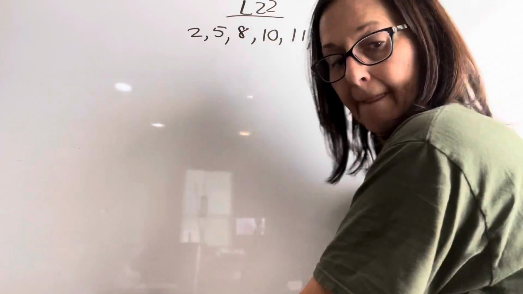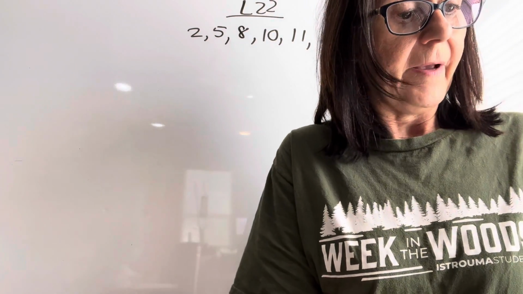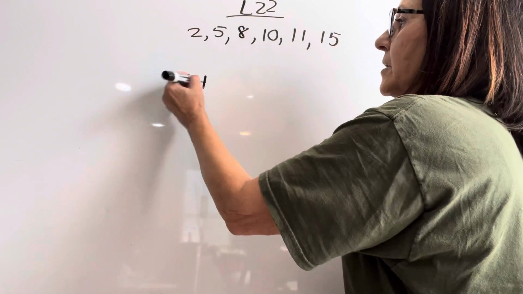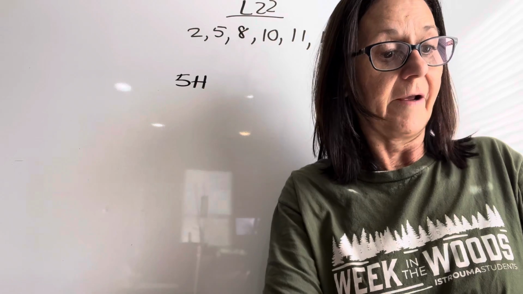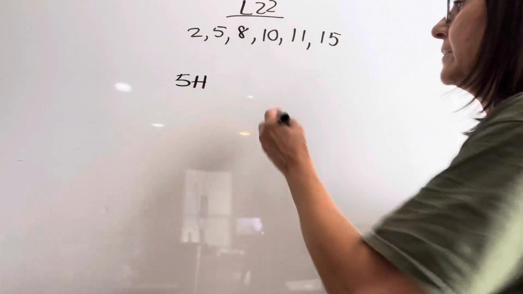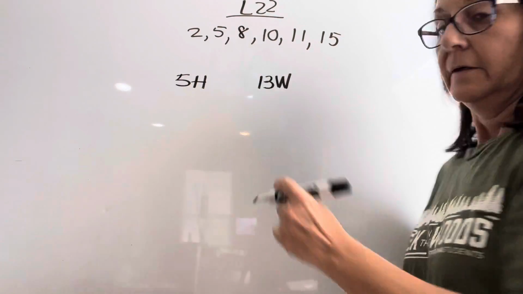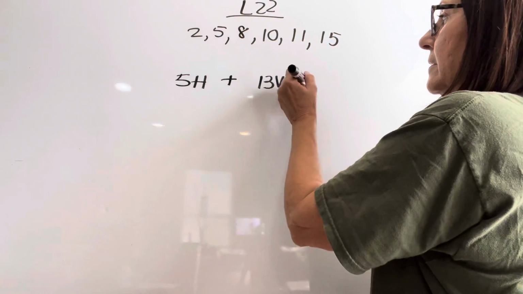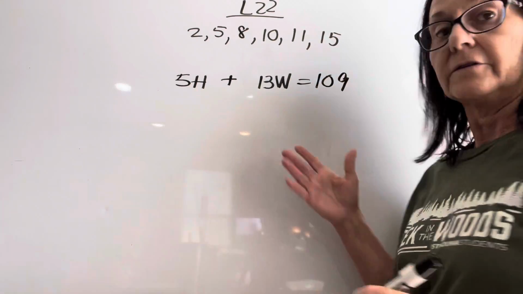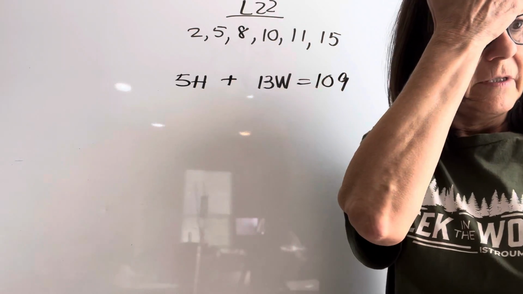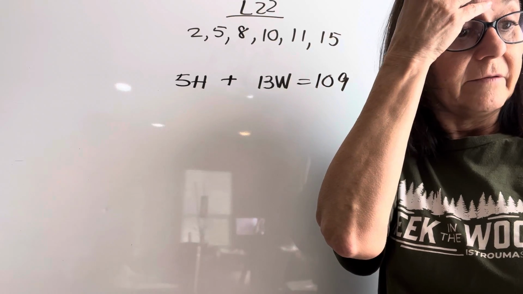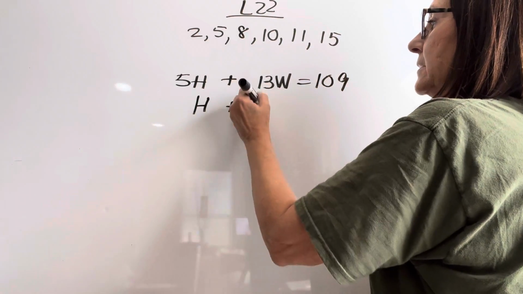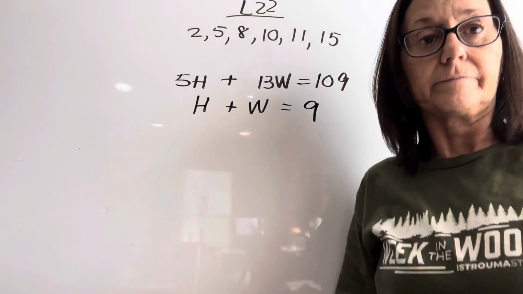Number 5. Huckleberries cost $5 a peck. So I multiply 5 times huckleberries. It's just like your dimes, quarters, nickels, all right? Whereas whortleberries cost $13 a peck. He spent $109. So for the total of those, he spent $109. That's my money. I don't have to eliminate decimals. For a total of 9 pecks. So H plus W equals 9. All right, those are your formulas.